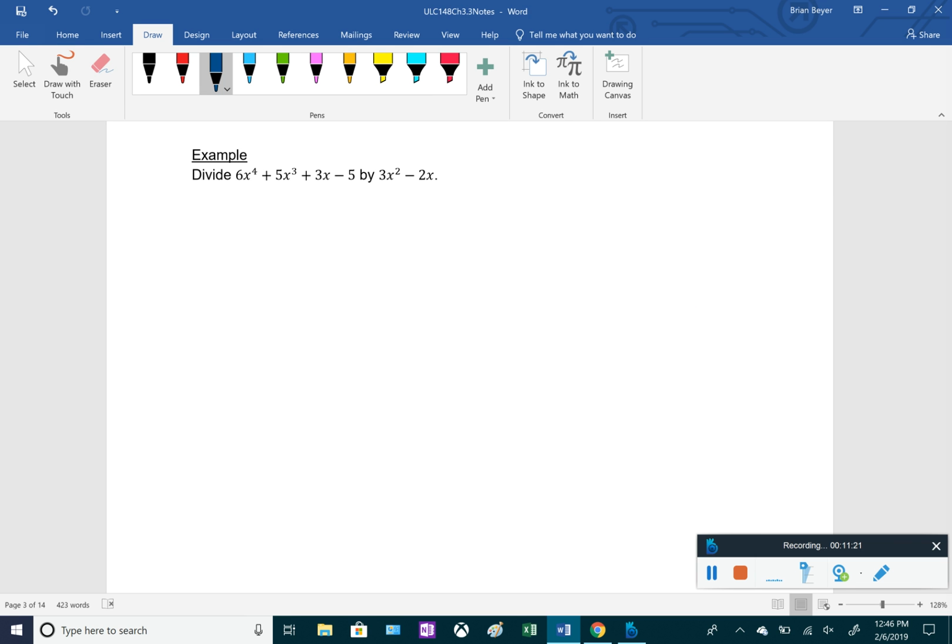So let's set this one up. 6x to the 4th plus 5x cubed plus 3x minus 5 divided by 3x squared minus 2x. So it's going to be, this is already in standard form. So what I'm going to do here is I'm going to recognize that we're missing an x squared term in the dividend. I'm going to put in a 0x squared.